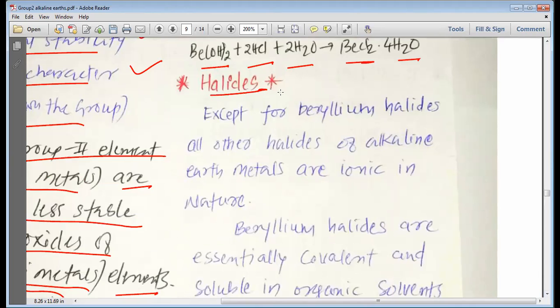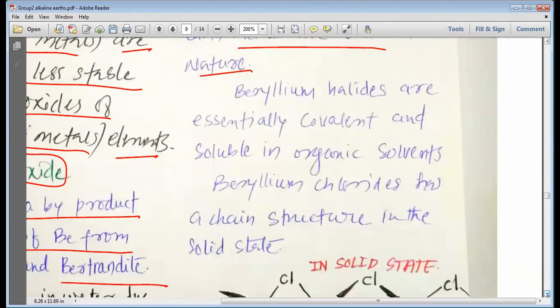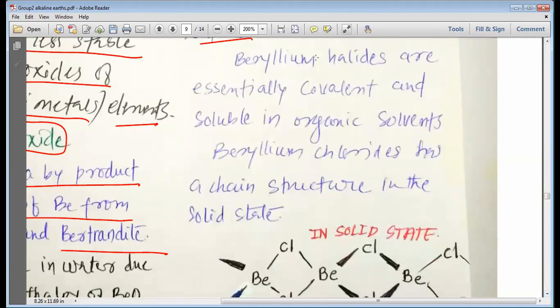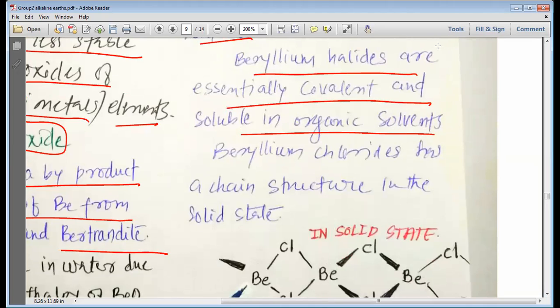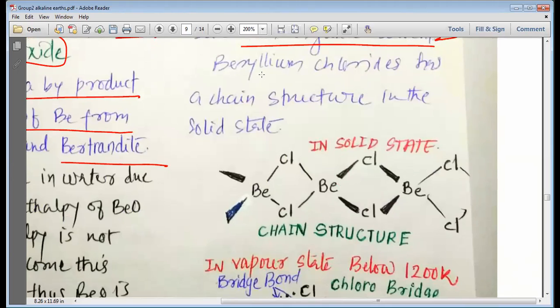Now, my dear students, we want to study about the halides of these elements. Except for the beryllium halides, all the other halides of alkaline earth metals are ionic in nature. So we easily understand that they are ionic in nature. Beryllium halides are essentially covalent and soluble in organic solvents. This is due to the high charge density of beryllium that causes the covalent character, and that is why beryllium halides are soluble in organic solvents.